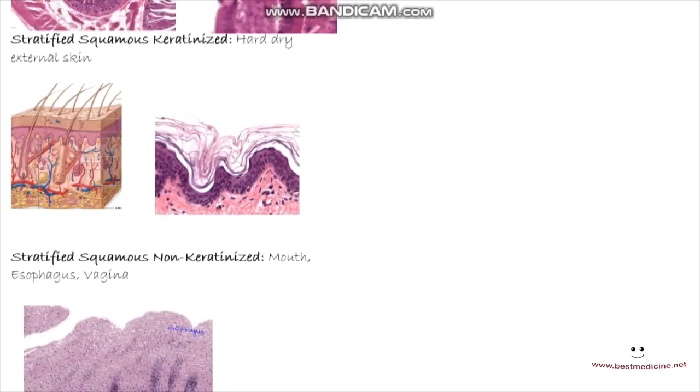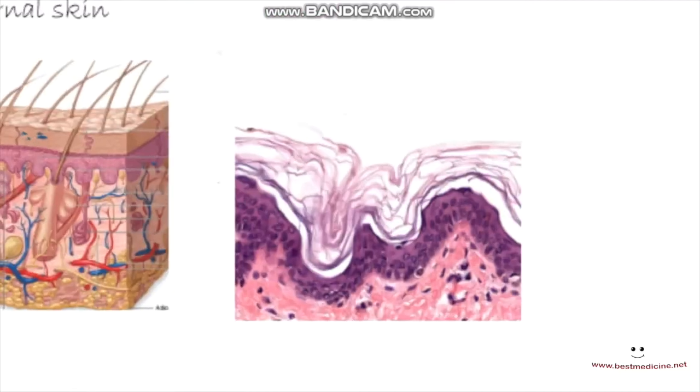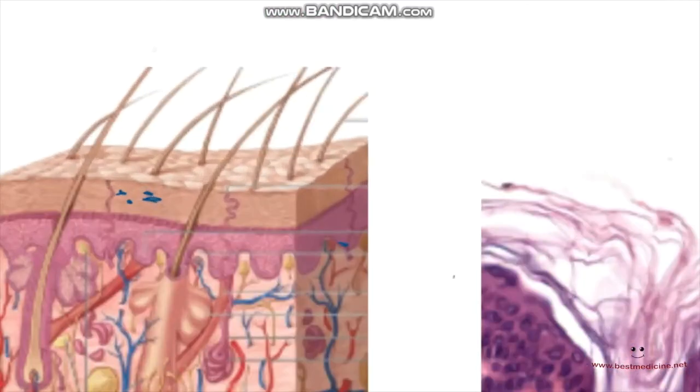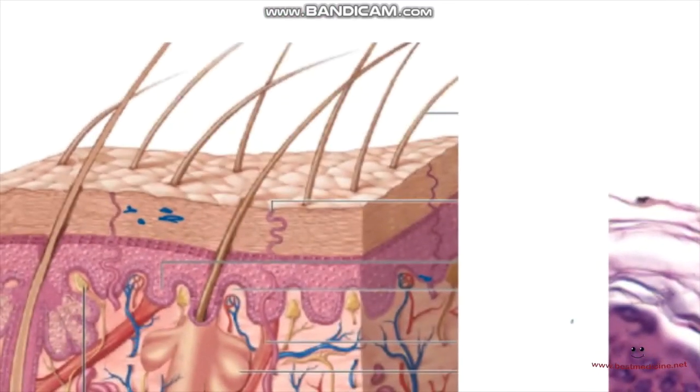Like, for example, hair, right? Ever observe your hair? Hair is really dry and rigid. Similarly, nails. Nails are also quite hard and dry. And your external skin is also waterproof and really dry. And it actually consists of a stratified squamous layer of keratinized cells, which makes it really, really dry and waterproof and scaly.